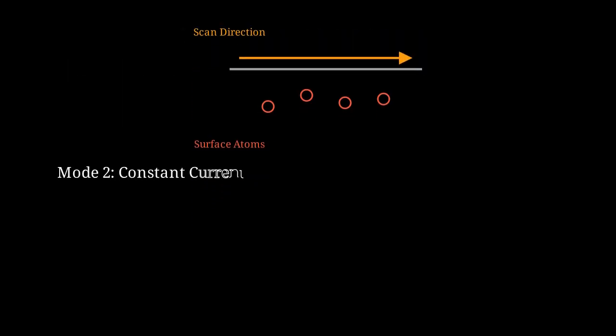In constant current mode, a feedback loop adjusts the tip height to maintain a constant tunneling current. The height adjustments map out the surface topography. When Binnig and Rohrer first began taking measurements, they started with relatively simple surfaces. Let's look at how they collected and analyzed their data.